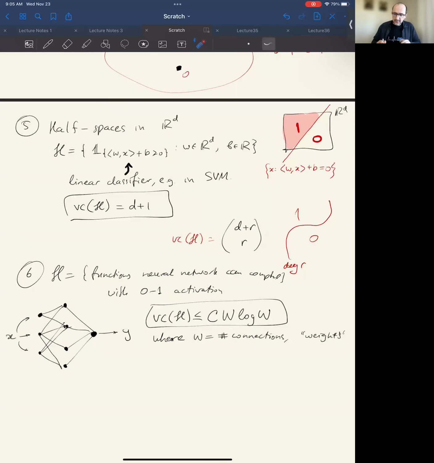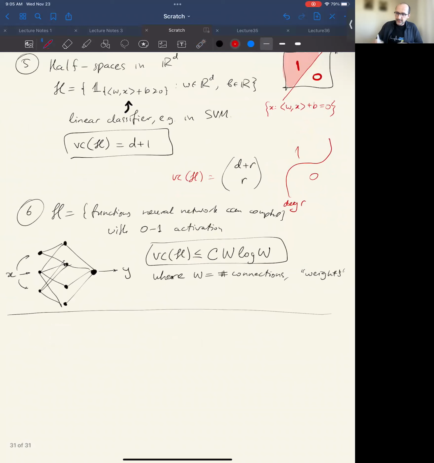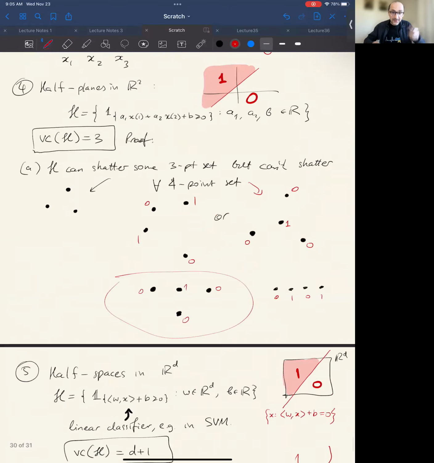At this point, heuristically, this is where things will become hand wavy. In all the examples above, the VC dimension of H is about the same or exactly the same as the number of parameters that are needed to describe a function in H. I don't know if you noticed that. Let's go back actually.